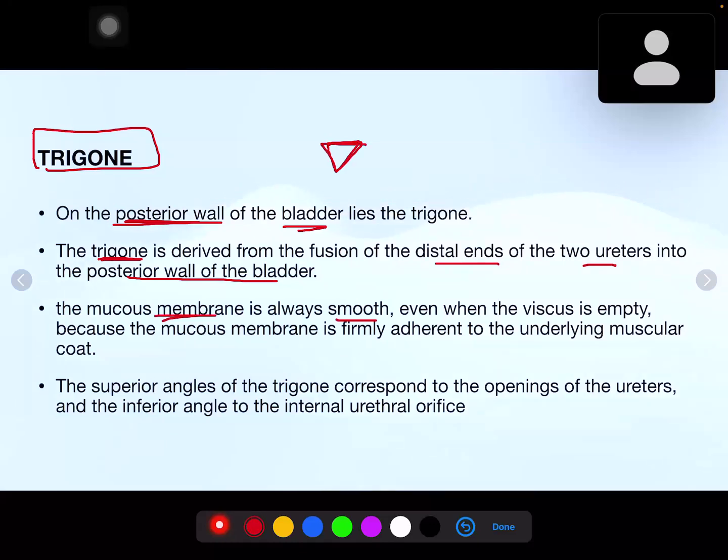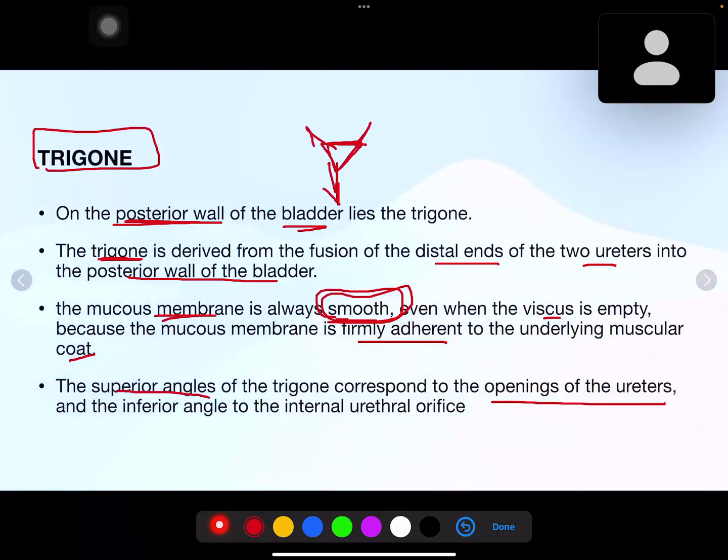Its mucous membrane is always smooth, even when the viscus is empty, because the mucous membrane is firmly adherent to the underlying muscular coat. So the difference is that this mucous membrane is smooth, and the rest of the bladder has folds. The trigone has angles: they are the openings of the ureters, and the inferior angle is the internal urethral orifice, so the urethra opens from this. Trigone means three sides, like a triangle. These two angles, the ureters open into them, and the urethra opens from the inferior angle.